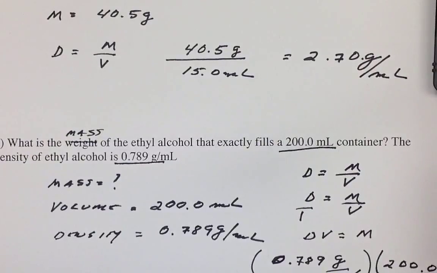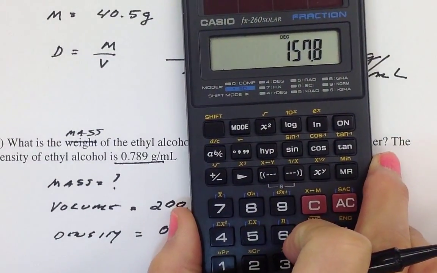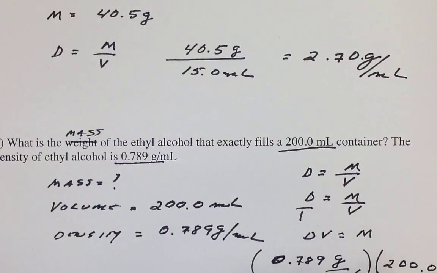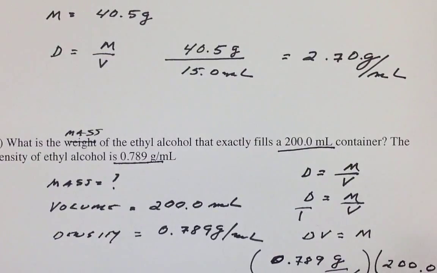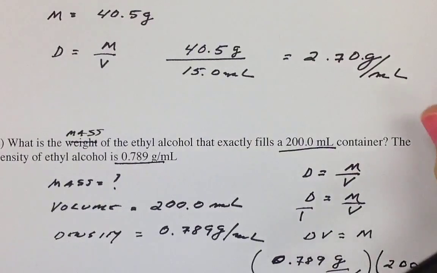0.789 grams per milliliter times 200.0 is equal to 157.8, and my units are going to be grams. Now, we have to be careful here because there are 3 significant figures here, there are 4 significant figures here, and according to our significant figure rules, my answer is going to be to 3 significant digits, so 158 grams, and that is the mass of the ethyl alcohol.